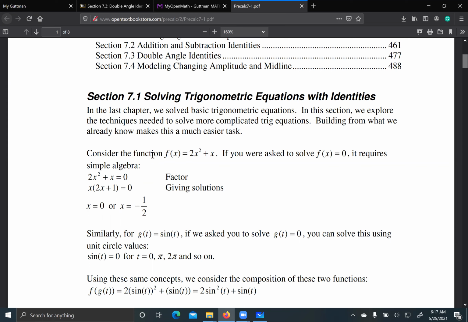So for example, look at this function 2x squared plus x. If you are to solve this for 0, then you simply set this equal to 0, you factor it, and then you set each factor equal to 0 to solve for x. This is what we learned in algebra, and we are going to do the same thing. Sometimes we need to factor, sometimes we need to set each factor equal to 0 or another variable. So this is not new.